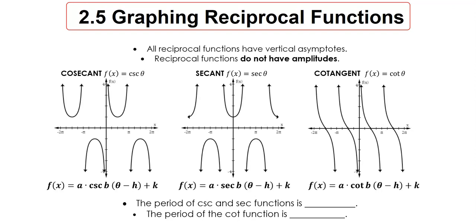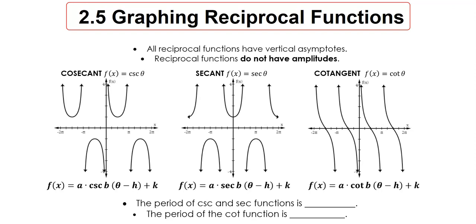Hey everyone, today we're going to look at Unit 2, Section 5, which is graphing reciprocal functions. So we've graphed sine and cosine, we've graphed tangent. Now we're going to look at cosecant, secant, and cotangent. With all of our reciprocal functions, none of them are going to have amplitudes, okay? And they will all have asymptotes.